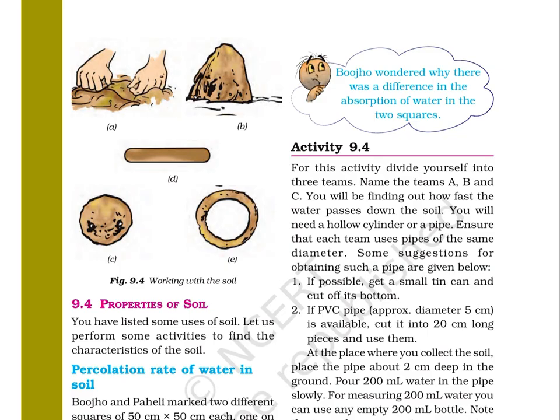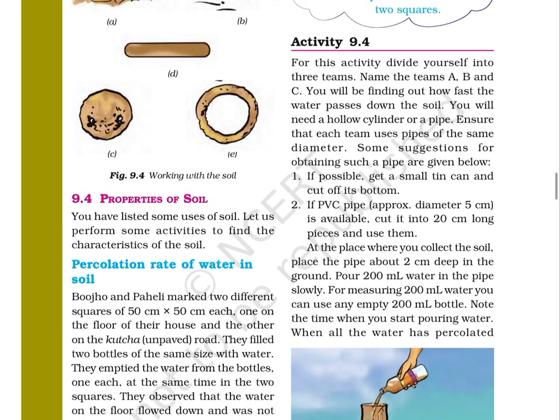Activity 9.4. For this activity, divide yourself into three teams. Name the teams A, B, and C. You will be finding out how fast the water passes down the soil. You will need a hollow cylinder or a pipe. Ensure that each team uses pipes of the same diameter. Some suggestions for obtaining such a pipe are given below.